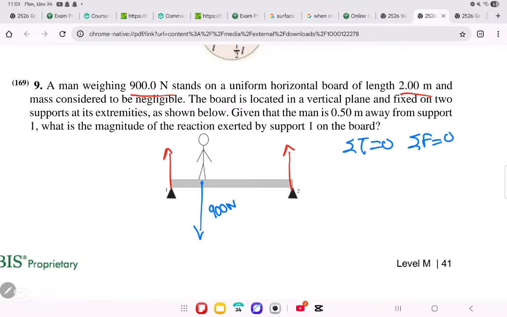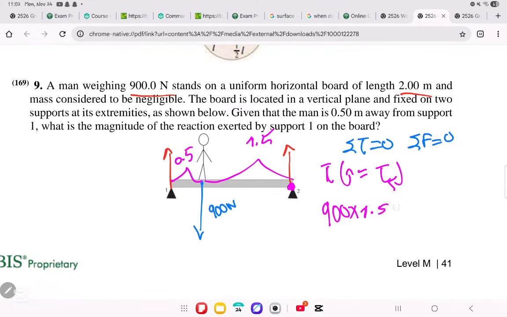What does it mean sigma torque is equal to 0? I will choose a point. For example, I will choose my pivot to be at 2. What would that mean? First of all, torque counterclockwise is equal to torque clockwise, right? So the counterclockwise torque is 900 newtons times the perpendicular distance. If this is 0.5, how much would this be? This would be 1.5. So 900 times 1.5 is equal to the clockwise torque.